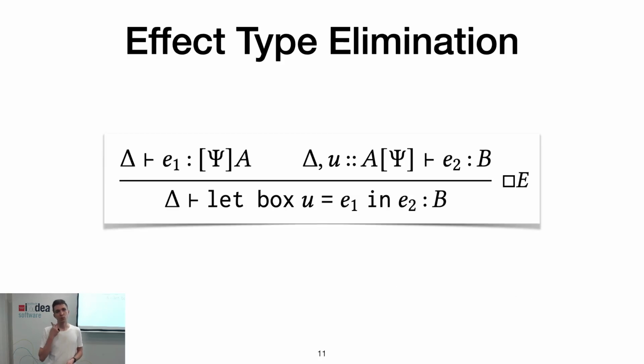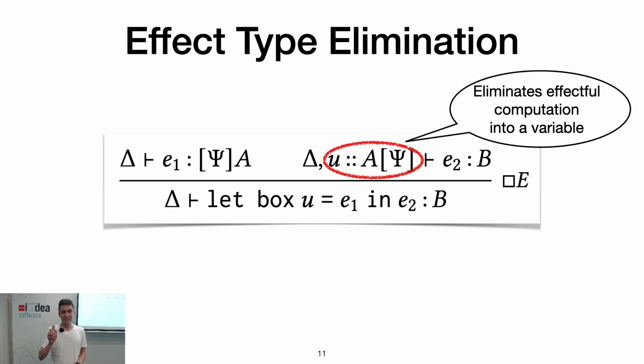Alright, but how do we actually use this type? Here is the elimination for it. It is a let form, and it works by binding a term of box type to a variable, and then using this variable in another term. Note that it is essentially just a variable rule. It gives you a variable.